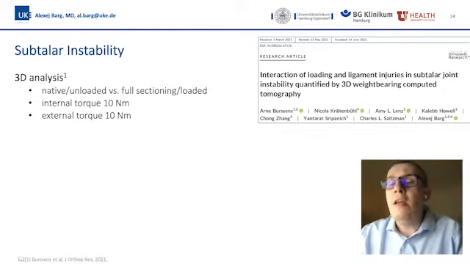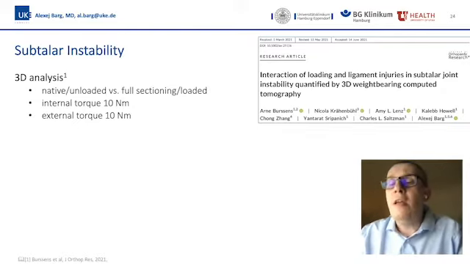Also, he spent almost a year at the University of Utah, and he compared native unloaded subtalar joint versus full sectioning. That means that the stabilizing structures were just cut surgically and loaded with weight, with body weight, because when you get the specimen, you can figure out what was the weight of the person who donated his body or her body. Then we analyzed how about the internal torque and external torque.